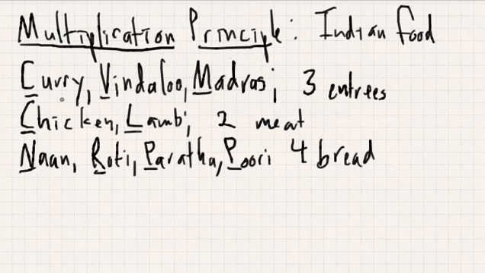I've underlined the first letter of each thing except for paratha and puri. I'm going to underline the first two letters because that's how I'm going to represent each of these different choices. So get this down, and then I'm going to clear this. So what are my possibilities for a meal?